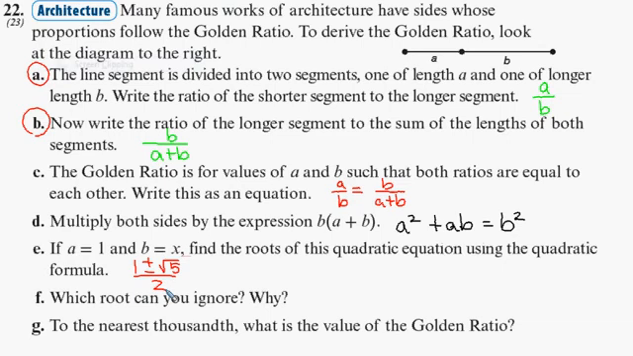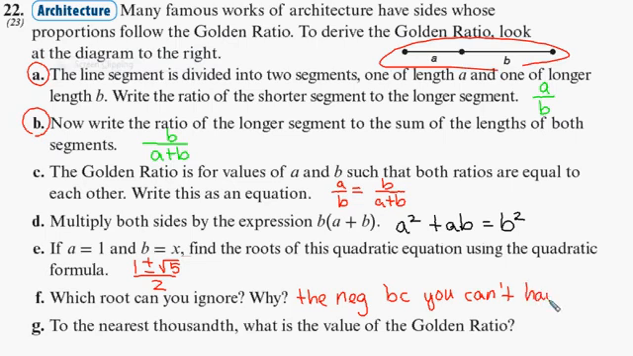Which root can you ignore? The negative one, because you can't have a negative dimension. Remember, this is representing this dimension right here. You can't have a negative dimension.